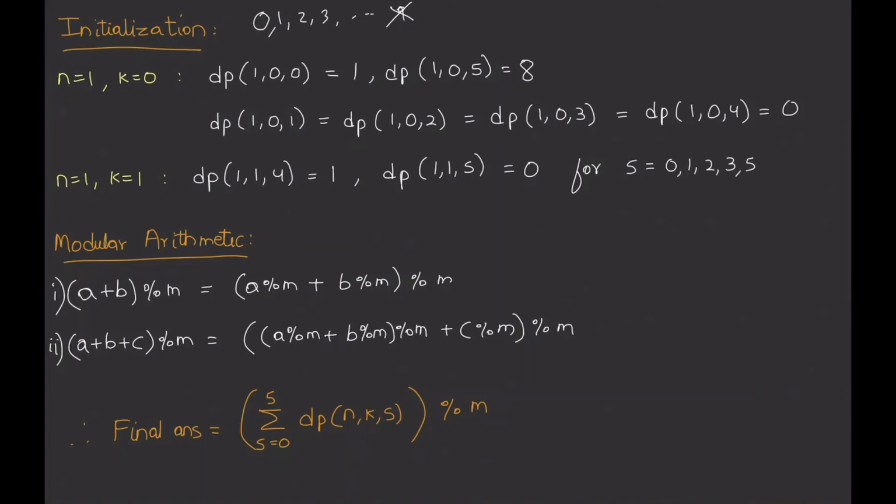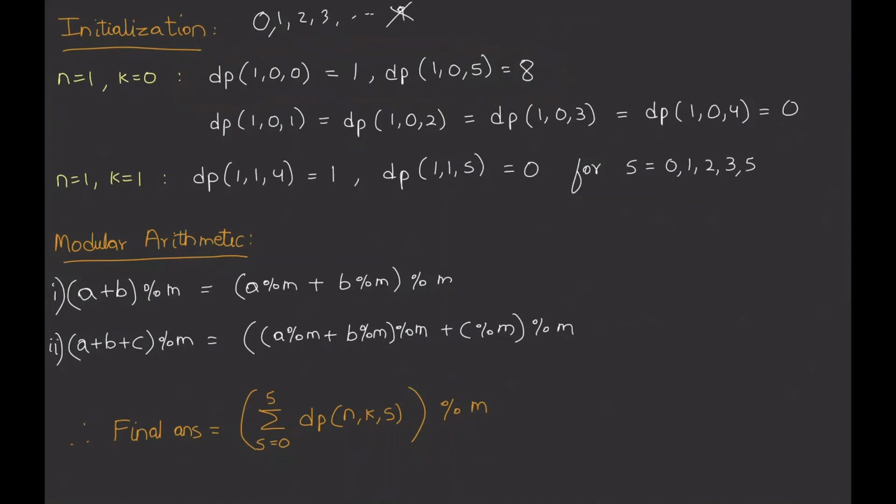So if you notice, if n equal to 1 and k equal to 0, and if I'm at state 0, that means I have to put a 1 over there. So the answer would be 1 in that case. But if I'm at state 5, I now have 8 different choices from 0, and 2 to 8. So I have 8 choices. So hence this completes my entire line.